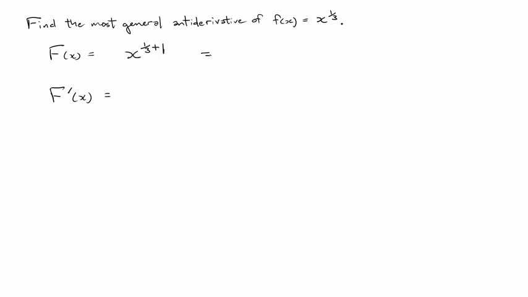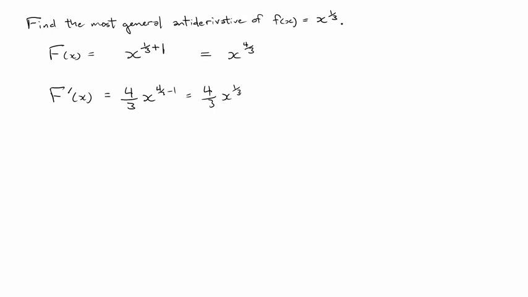And I'm going to leave it like that for now, but I am going to simplify the exponent. So 1/3 plus 1 is 4/3. Now, if we leave it like that, x to the 4/3, if we differentiate that by the power rule, we will obtain the 4/3 comes down in front, x to the 4/3 minus 1. This is 4/3 x to the 1/3.